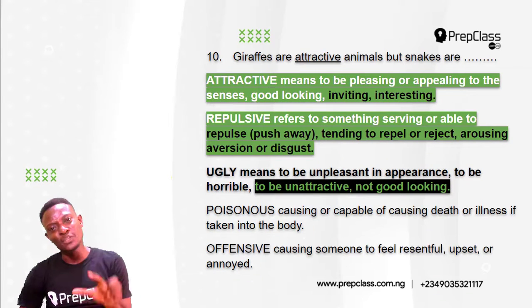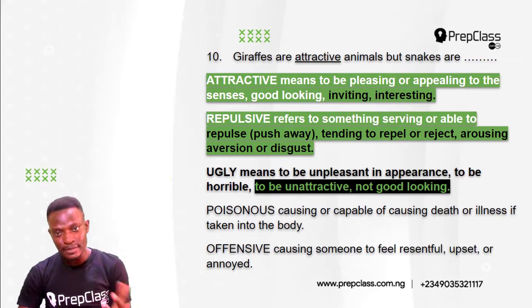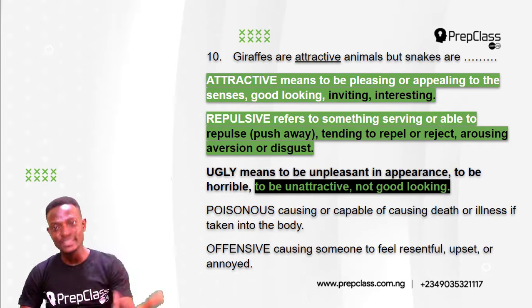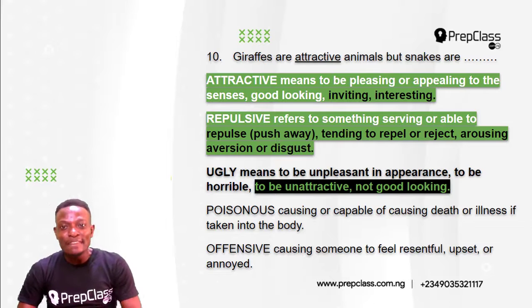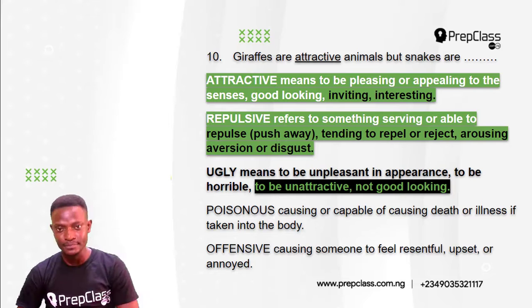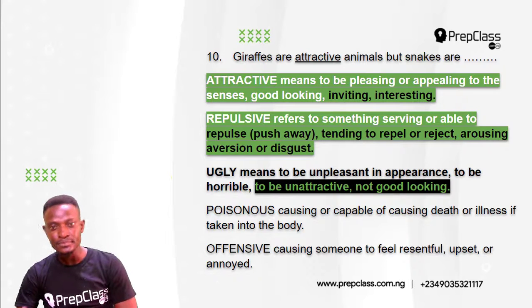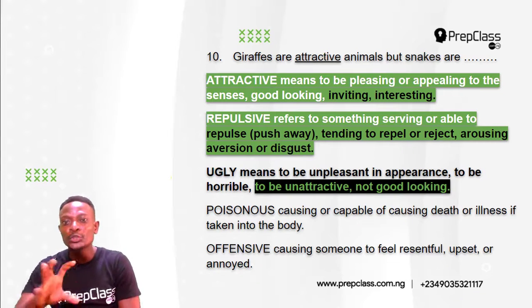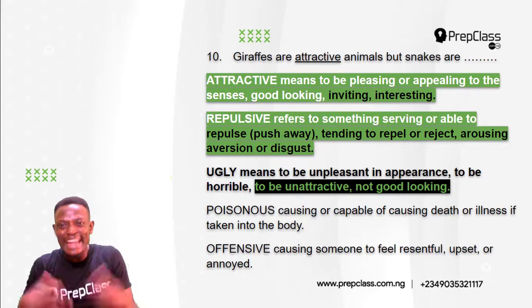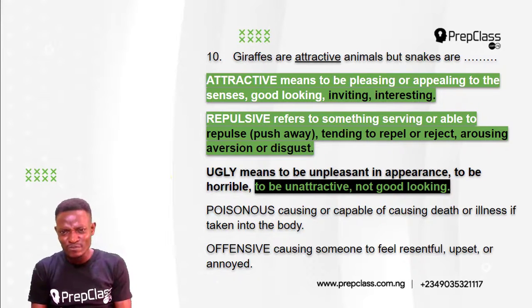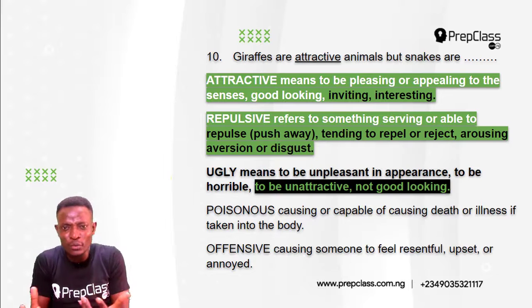Now, to be attractive means to be pleasing or appealing to the senses, to be good looking, to be inviting, interesting. Giraffes are attractive. They are good looking. They are appealing. They are pleasing to the senses. They are inviting. You want to get close to them. They are interesting. They catch people's interest. Now, option A, repulsive. Repulsive refers to something able to repulse, something that has the ability to push you away, that won't make you come close to it, tending to repel or reject, arousing aversion or disgust. It disgusts you, aversion, you don't even want to get close to it.